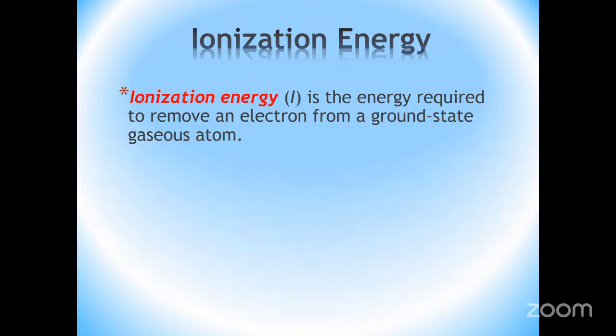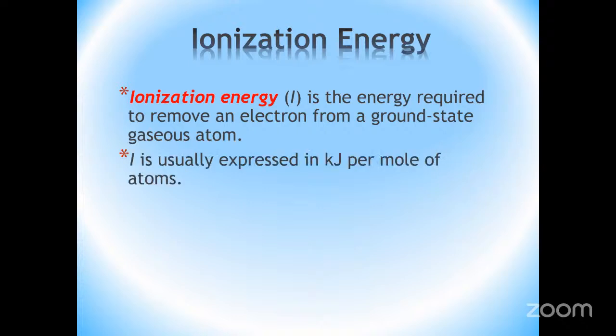All right. So whenever an atom in a gaseous state loses an electron, the only way it does that is if energy is used to remove the electron. And that energy is known as the ionization energy. And usually it's expressed in kilojoules per mole of atom.